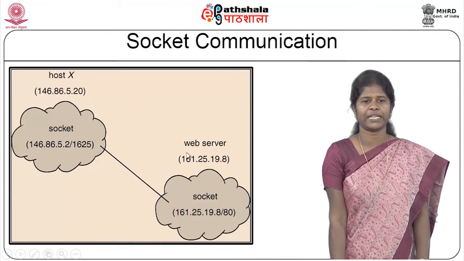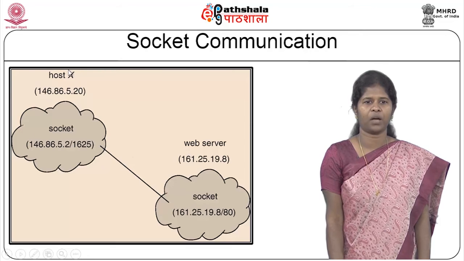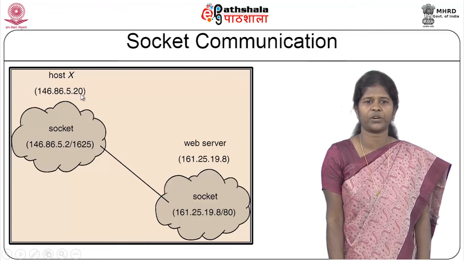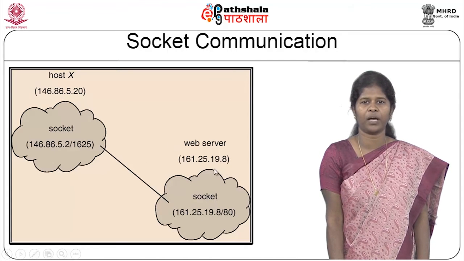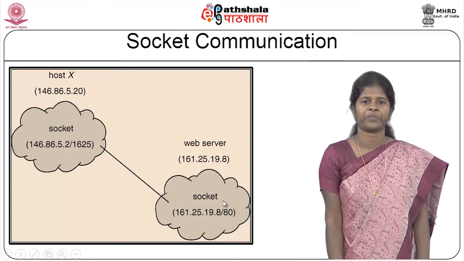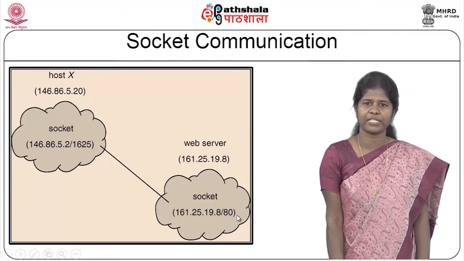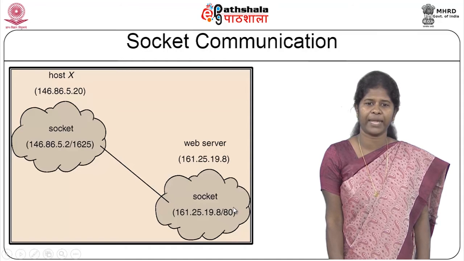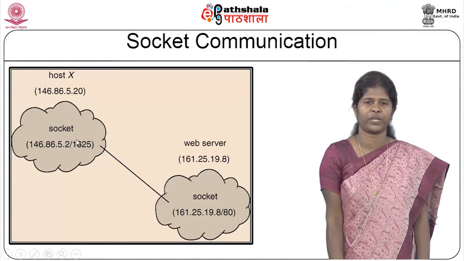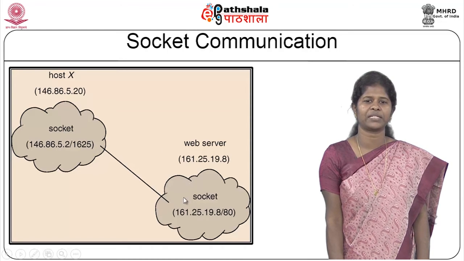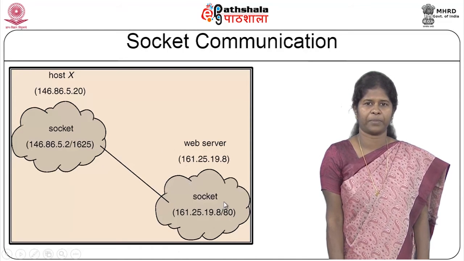So, here is just an example which shows that there is a host X whose IP address is 146.86.5.20 trying to communicate with a web server whose IP address is 161.25.19.8, and the service that the server is providing is running on port number 80, and the client creates its own local port number 1625 which communicates with the server with this port number.